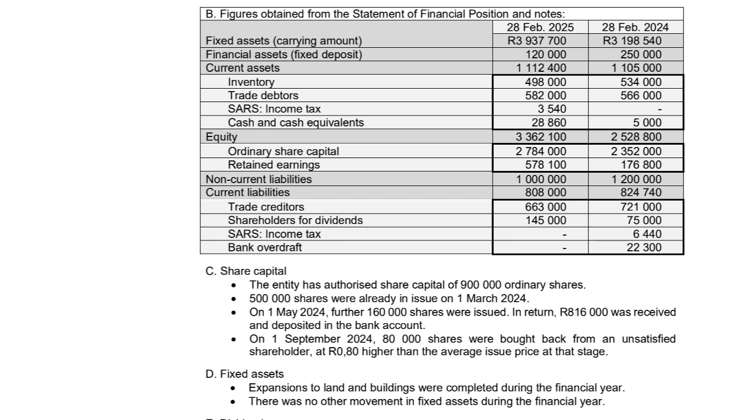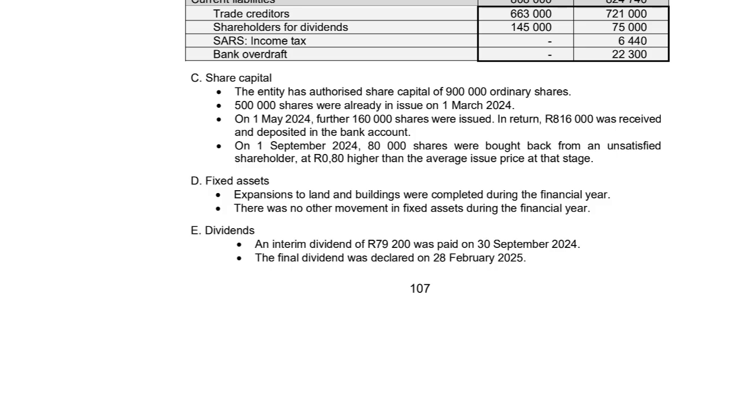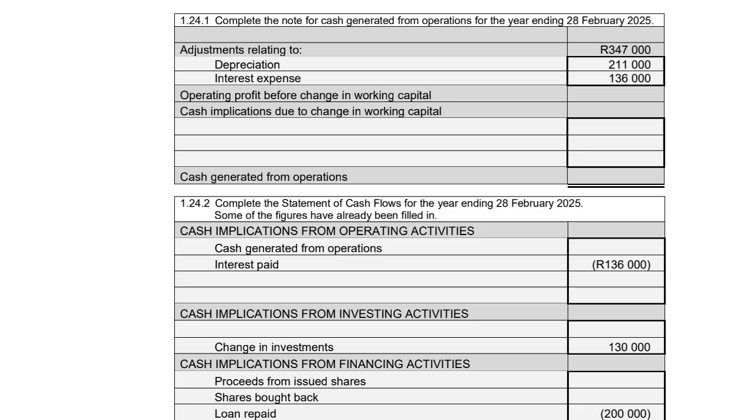D. Fixed assets. Expansions to land and buildings were completed during the financial year. There was no other movement in fixed assets during the financial year. And E. Dividends. An interim dividend of 79,200 Rand was paid on 30 September 2024. The final dividend was declared on 28 February 2025.